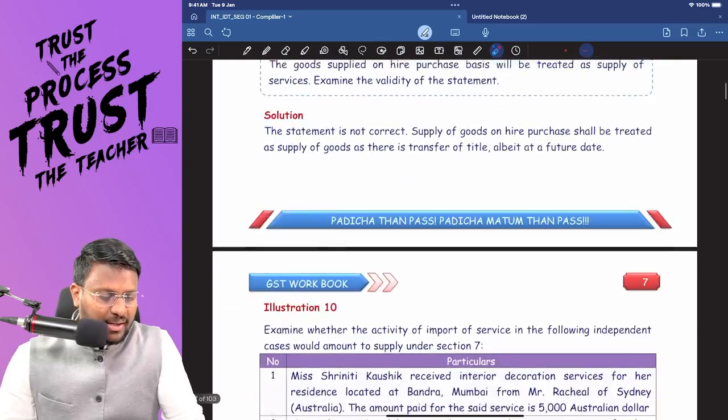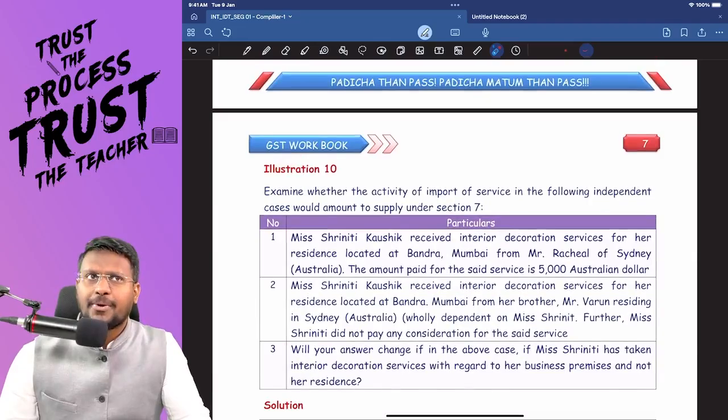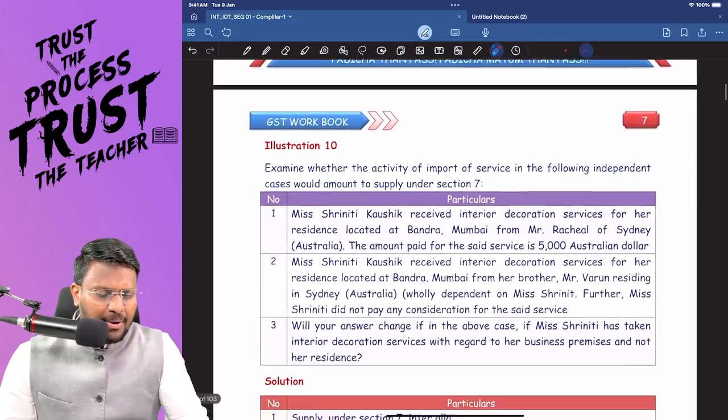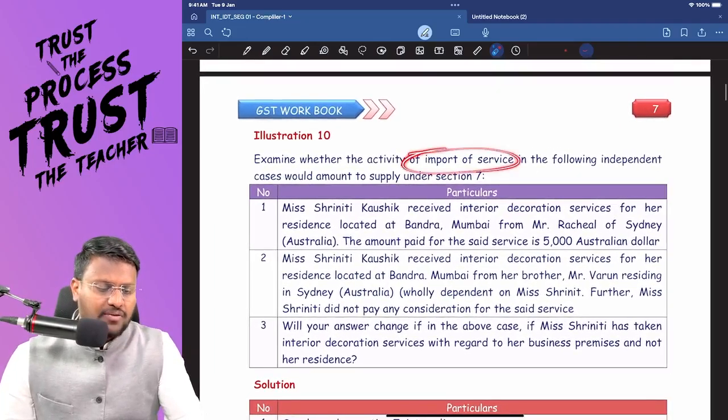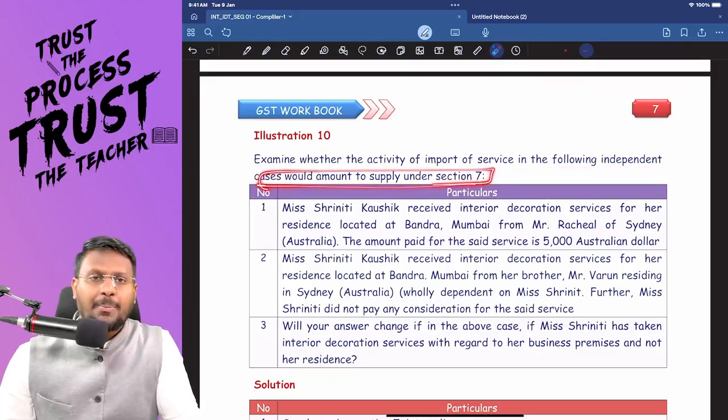I'm moving into illustration number 10. Are you comfortable with the supply chapter? Examine whether the activity of import of services in the following independent cases would amount to supply under section 7?